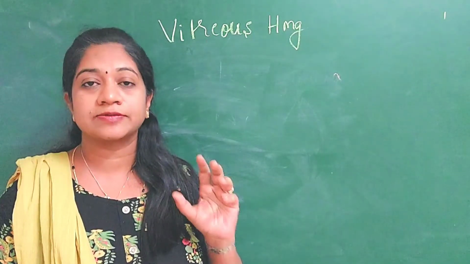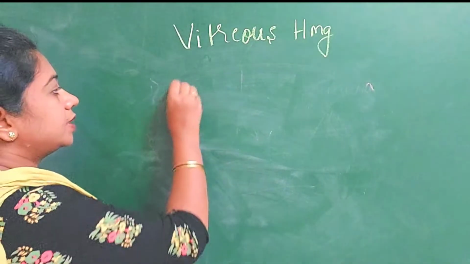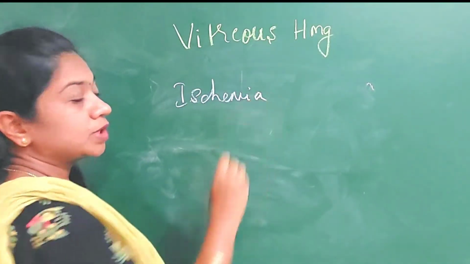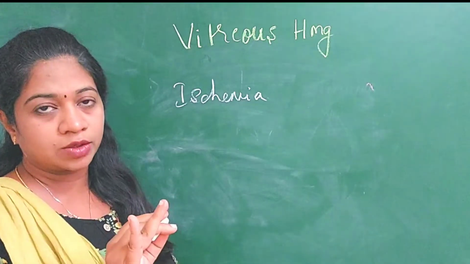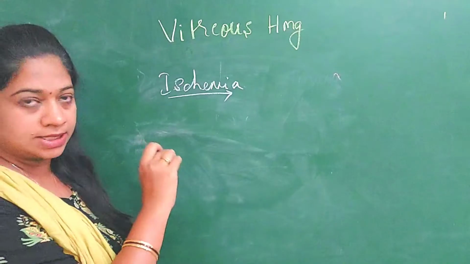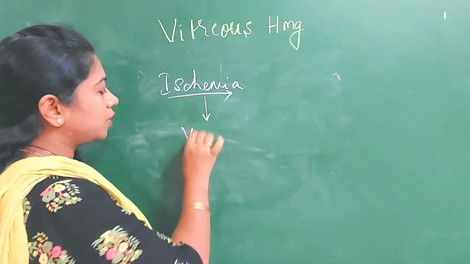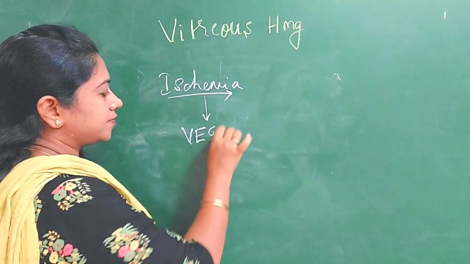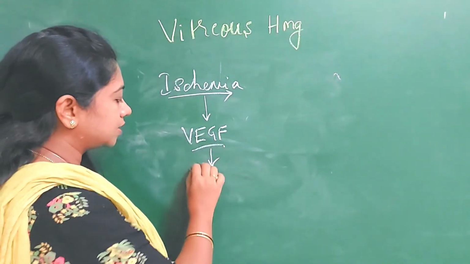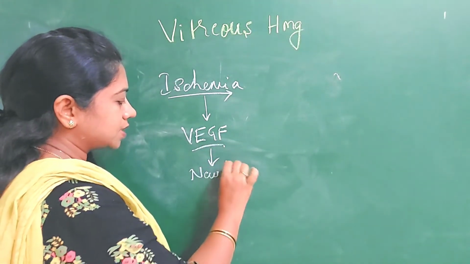So whenever the retina suffers ischemia, because of all these causes which I told just now, that is diabetic retinopathy, central retinal vein occlusion, ocular ischemic syndromes, sickle cell retinopathy, this ischemia will lead to the proliferation of VEGF, that is vascular endothelial growth factors, which will stimulate the formation of new blood vessel walls.